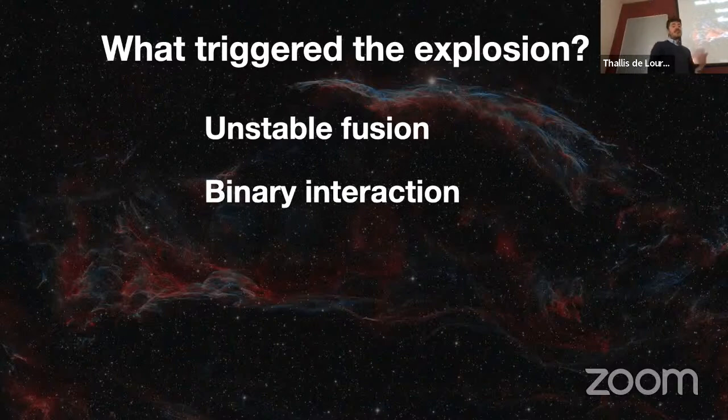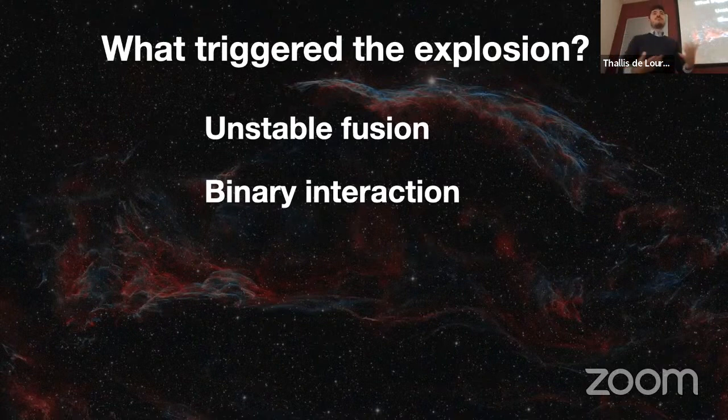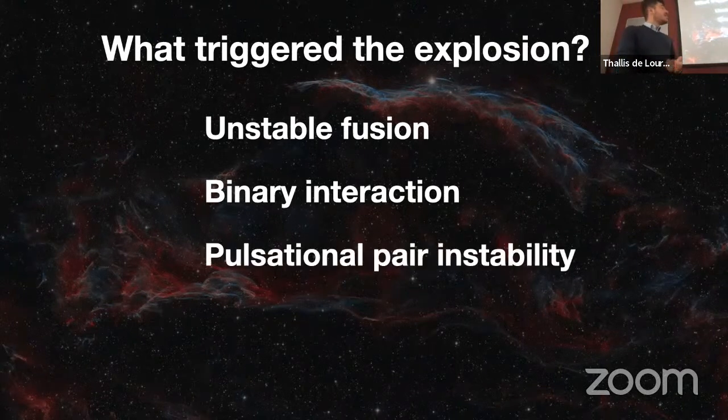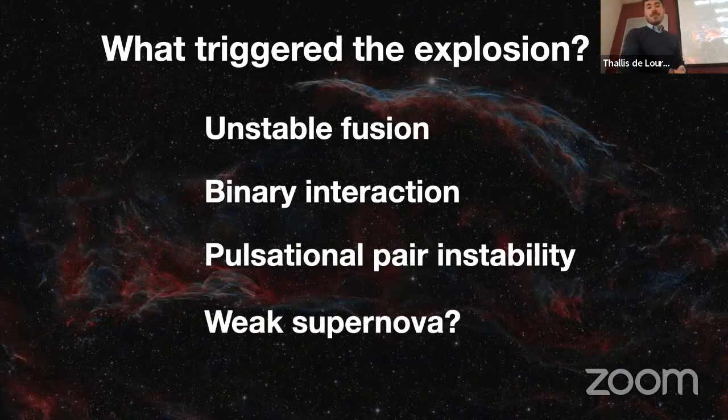Well, binary interaction is also a very strong possibility, because this is what is thought to have happened in Eta Carinae. And we know that more massive stars have a larger probability of having a binary companion. Well, this pulsational pair instability is another possibility that is also thought to operate in very massive stars. And also this could have been a weak supernova.